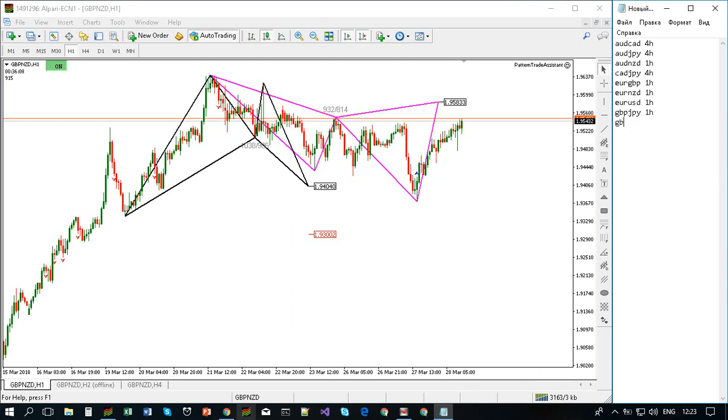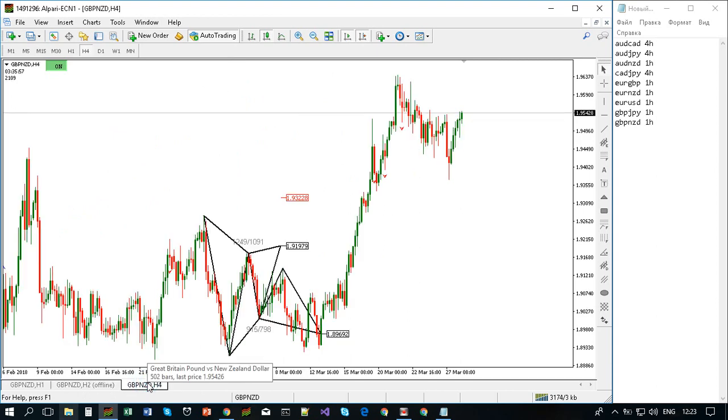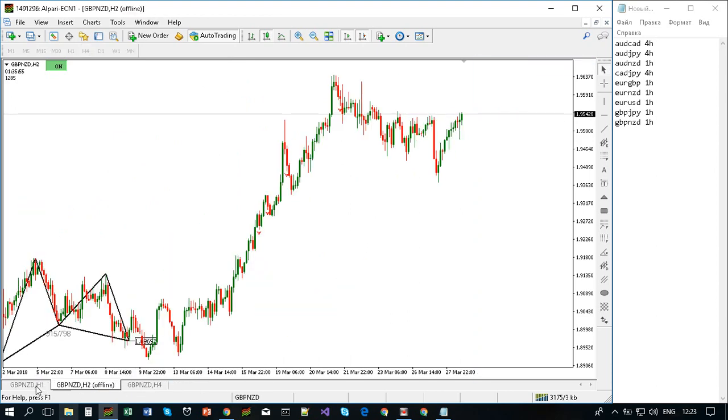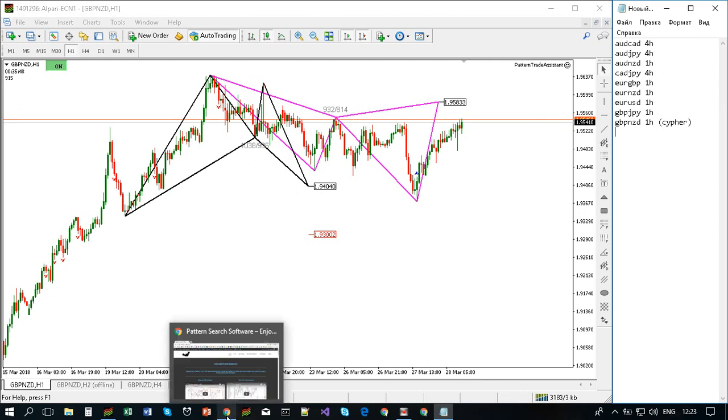GBP NZD, 1 hour. Okay, GBP NZD 1 hour. Cipher. Perfect. Let's go next.